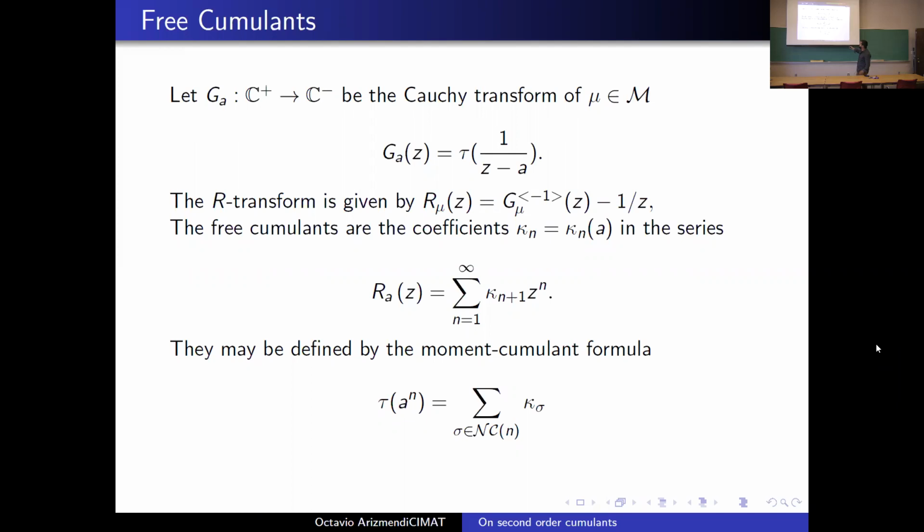Here it should be. Yeah, because I'm forgetting the cumulant one. Yes, sorry. This is what you're saying, right? Yes, sorry.